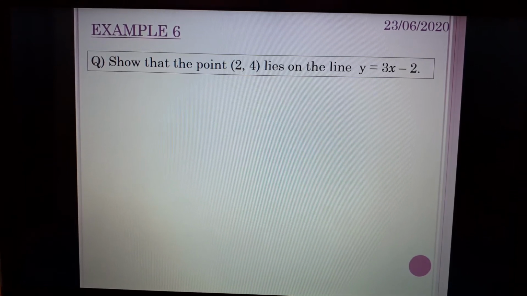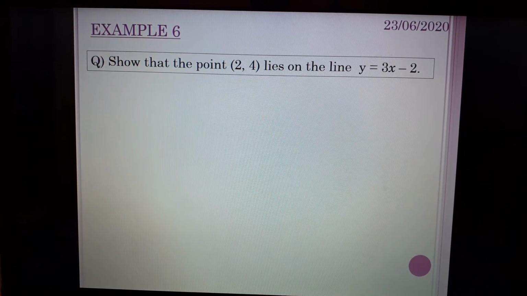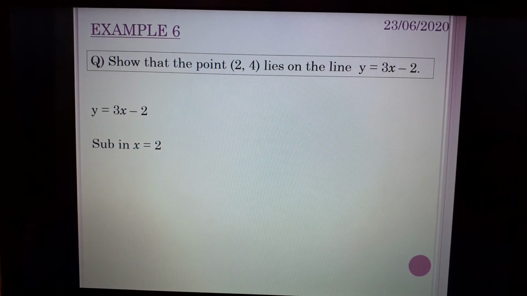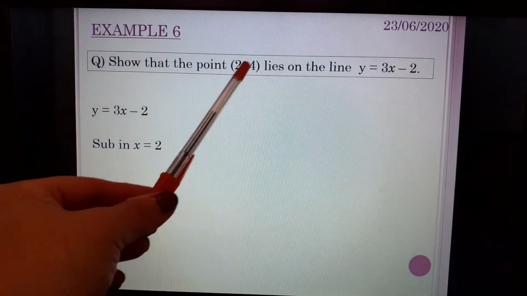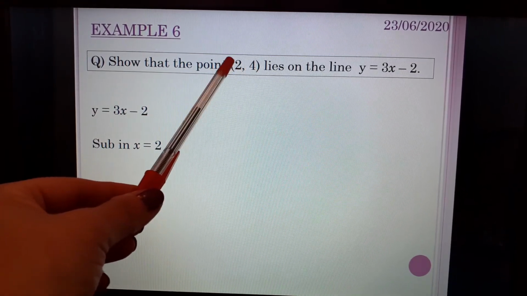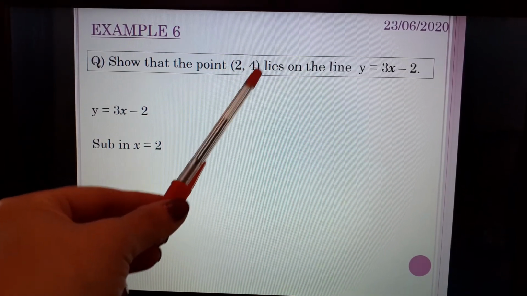Okay, so what if you have a question like this then? Show that the point 2, 4 actually does lie on the line y equals 3x minus 2. So we've got the coordinate 2, 4. Now just remember what a coordinate is. The first number in a coordinate is the x number. The second number in the coordinate is the y number. Because you go along the x-axis and up the y-axis, don't you?